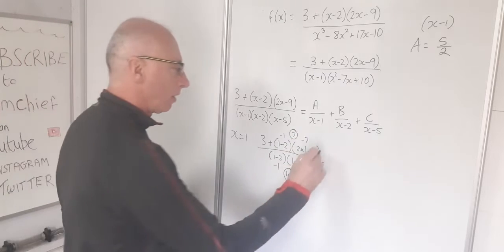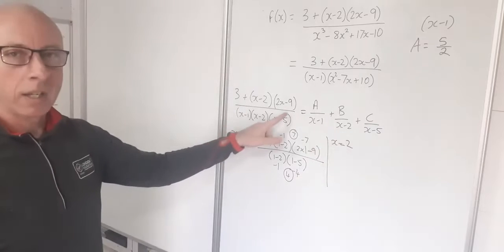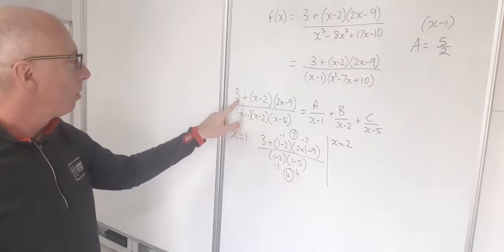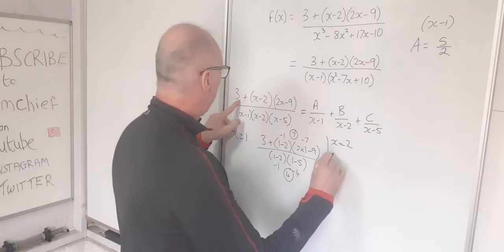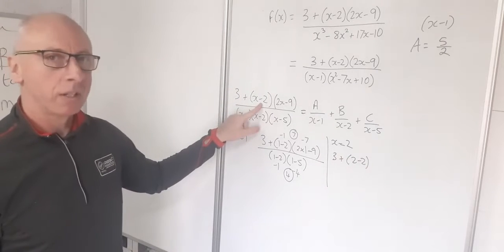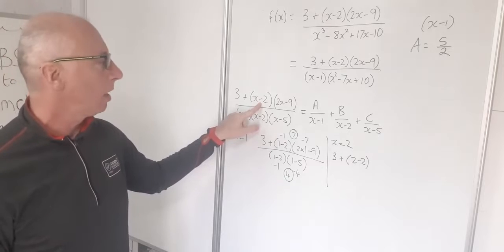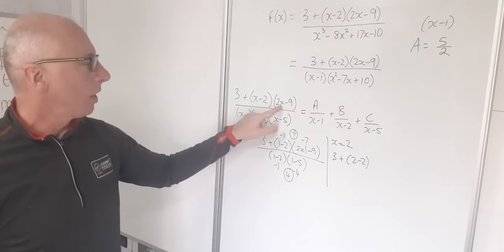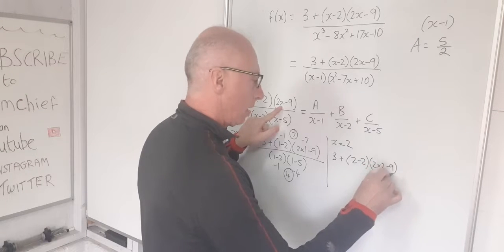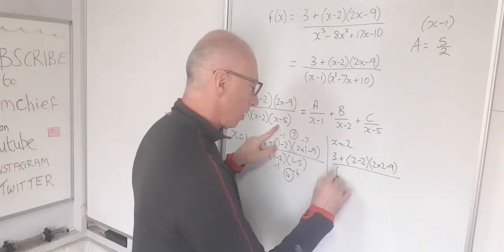Let's do that one over here. Okay, x equals 2. Let's plug that into here, same way we did here. This time this one will disappear. So x equals 2. So we've got now 3 plus 2 minus 2. Now notice this one's in the numerator. That one turns into a 0. It just doesn't disappear. We still have to use it. So here we've got 2 times 2 minus 9. And then in the denominator, 2 minus 1 and 2 minus 5.